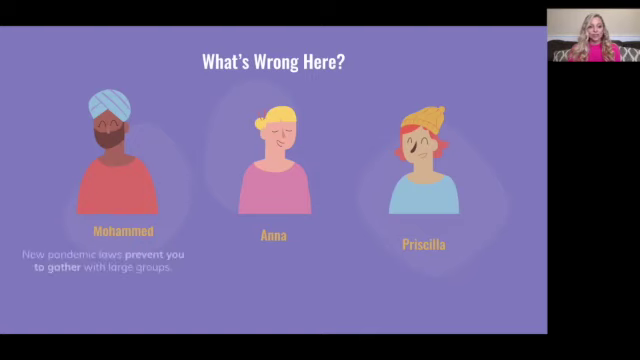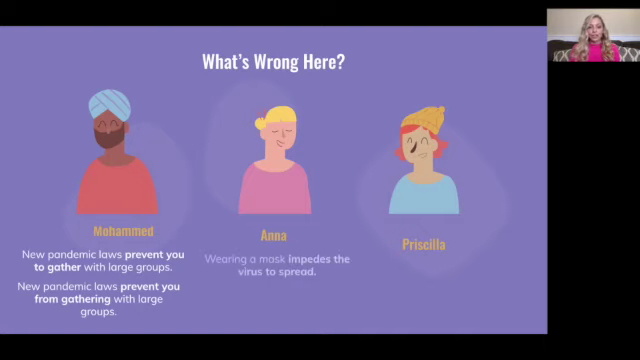Well, let's take a look first at Mohammed. Mohammed said again, new pandemic laws prevent you to gather. We can't really say prevent you to gather. We might say new pandemic laws prevent you from gathering with large groups, and that would be correct. Now, Anna, she said, wearing a mask impedes the virus to spread, when instead we should say, wearing a mask impedes the virus from spreading.